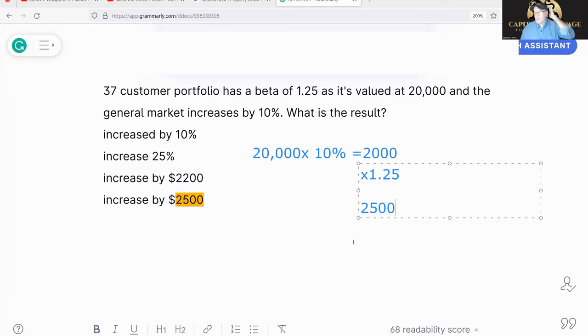Just remember, the big thing is the multiplier. If it's more than one, it's going to move more than the market. If it's less than one, it's going to move less. If it's below zero, same rules. If it's below negative one, it's going to move less, but the opposite way. If it's more than negative one, it's going to move more, but the opposite way.